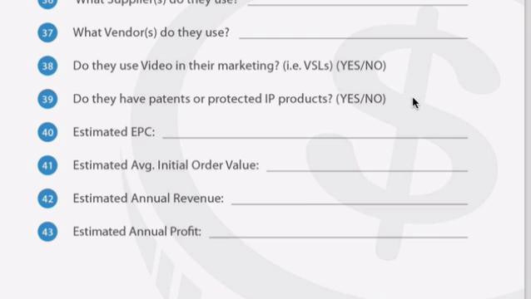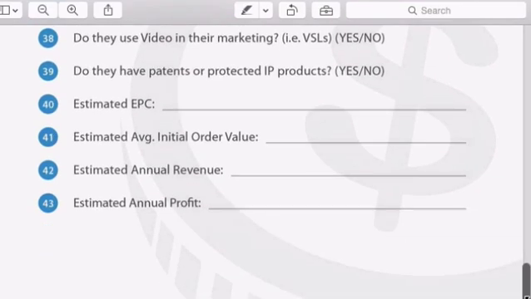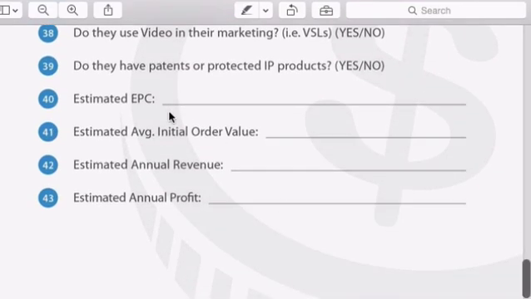There's so many opportunities out there, so many ways to make money online. We can just go after something else. So we want to figure out an estimated EPC if we can. So earnings per click. And we want to estimate the average initial order value and then ultimately kind of rough out their annual profit and annual revenue. So that's these last four main questions of the survey.